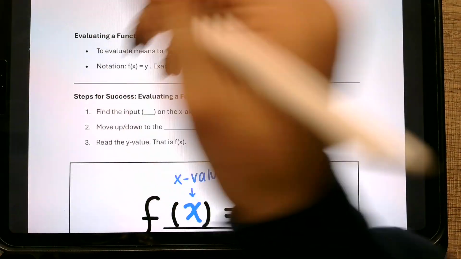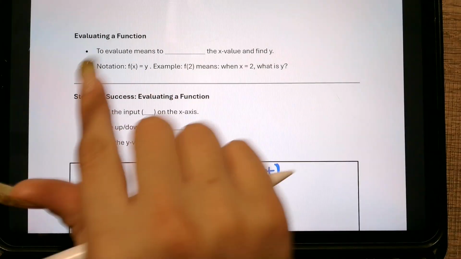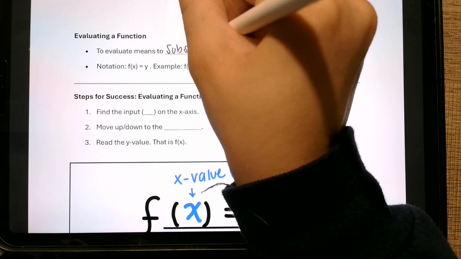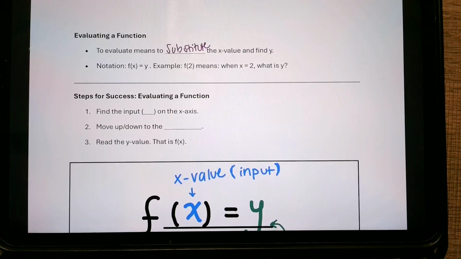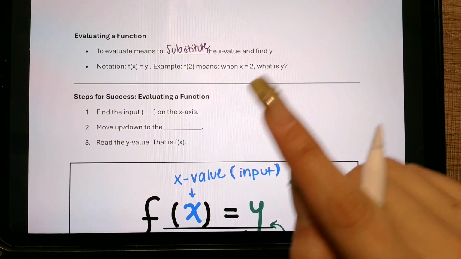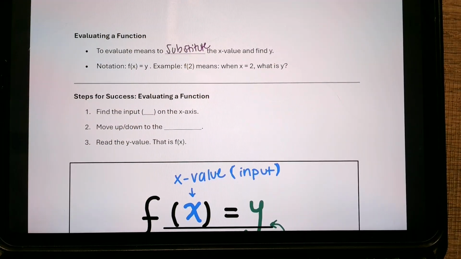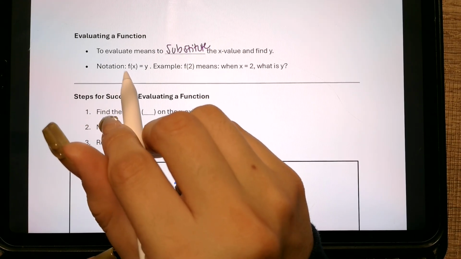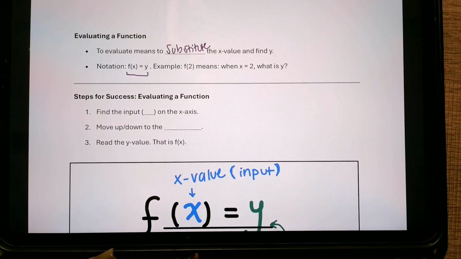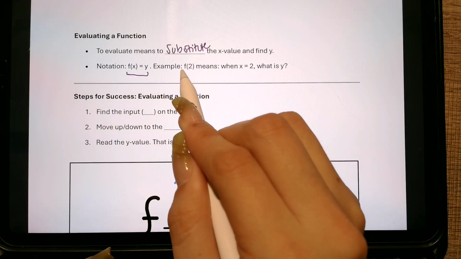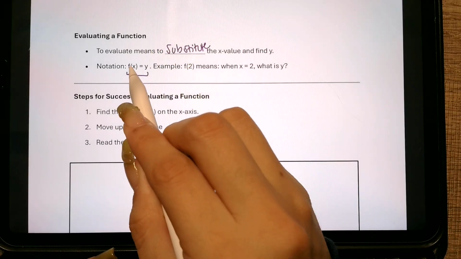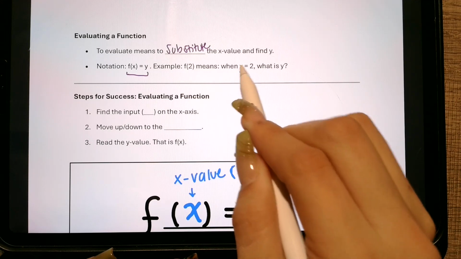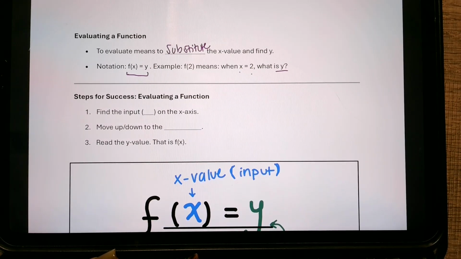Okay, so evaluating a function. To evaluate means to substitute the x value and find y. So basically just replacing the x value with a number and then solving for y. Notation. So here's our function notation. f of x equals y. And then we have an example. If we had f of 2, here we're substituting the x with a 2. That means when x is 2, what is y?